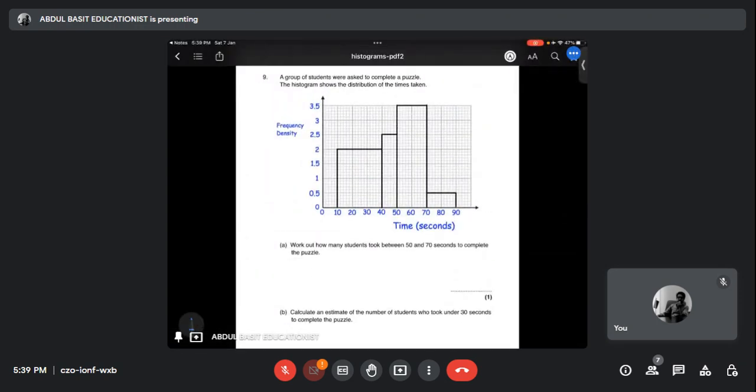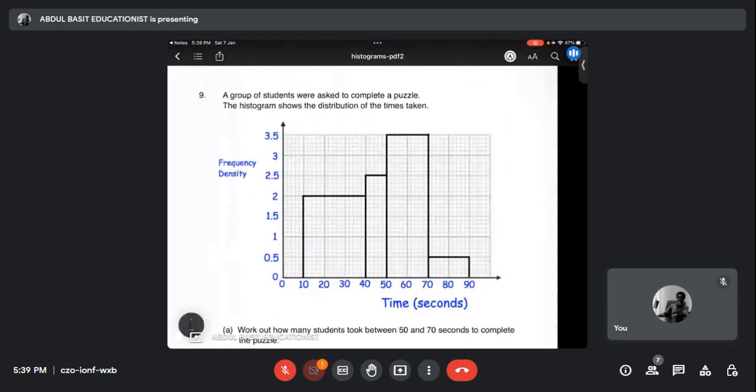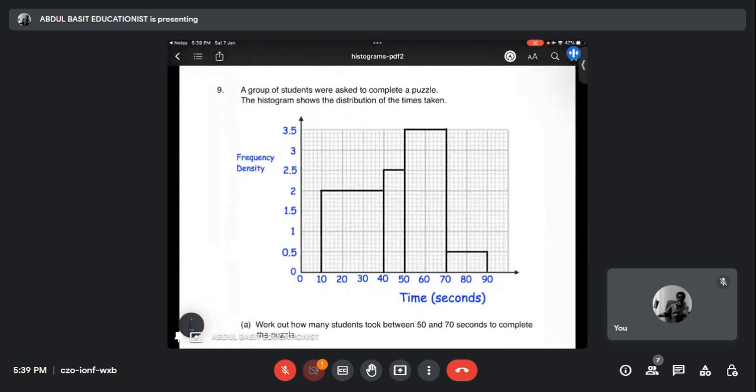Let's check. Now they say that a group of students were asked to complete a puzzle. The histogram shows the distribution of the times taken. Frequency density is given, so it means that it's a histogram, and this is the time in seconds. So we need to work out how many students took between 50 and 70 seconds to complete the puzzle. So you can see that the frequency of all of them is unknown. Agree?